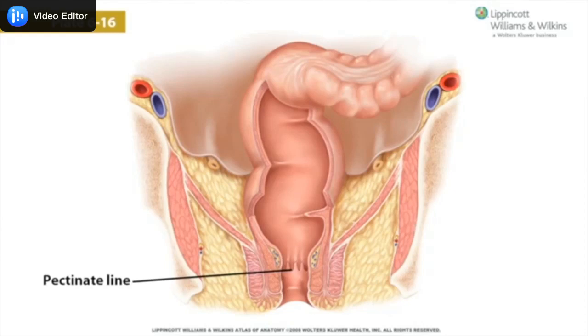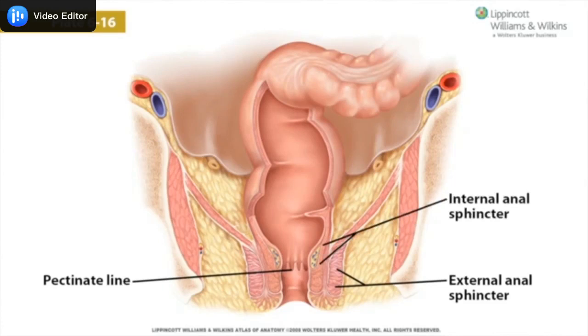The muscles surrounding the anal canal are the external anal sphincter on the medial wall of the ischioanal fossa and the internal anal sphincter deep to it. The external anal sphincter is voluntary and innervated by the inferior rectal nerve, while the internal anal sphincter is involuntary and innervated by sympathetic branches of the inferior hypogastric plexus.